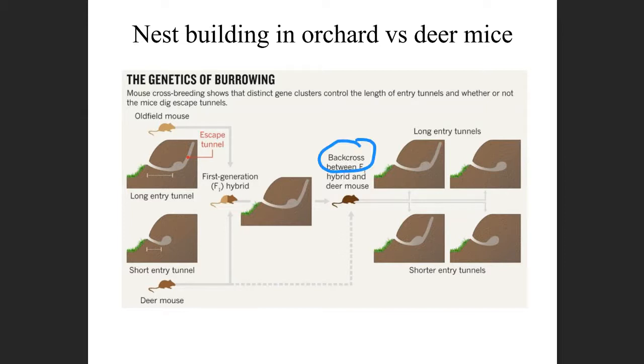So you're mating to, it's more like a test cross, right? Because the deer mouse has nothing but short entry length genes and no escape tunnel. And so when you're mating this hybrid, this dominant phenotype individual for both traits, you end up getting 50-50 escape tunnel, no escape tunnel, and 50-50 long entry, short entries. Really a nice system. This is Hopi Hoekstra's lab.